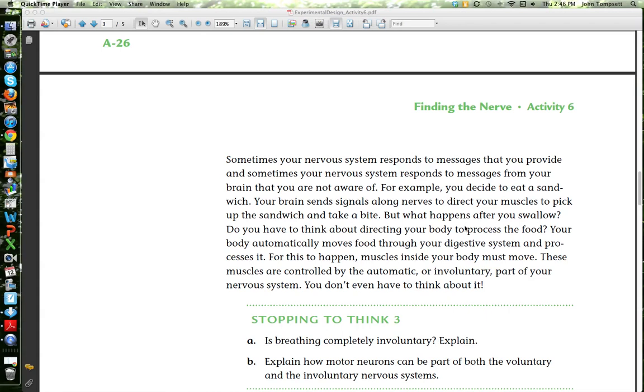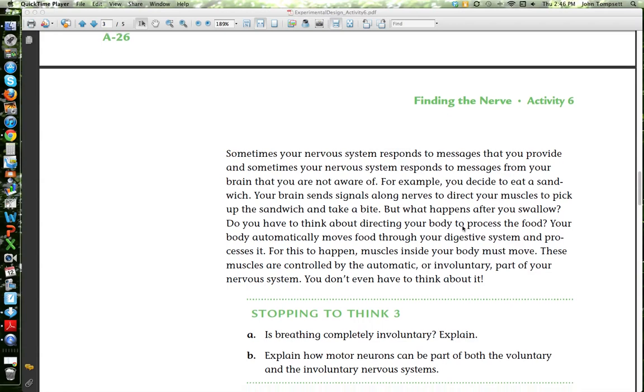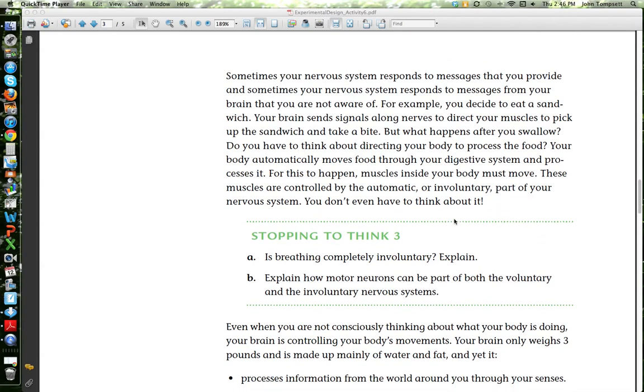But what happens after you swallow? Do you have to think about directing your body to process the food? Your body automatically moves food through your digestive system and processes it. For this to happen, muscles inside your body must move. These muscles are controlled by the automatic or involuntary part of your nervous system. You don't even have to think about it. Here's stop and think 3.